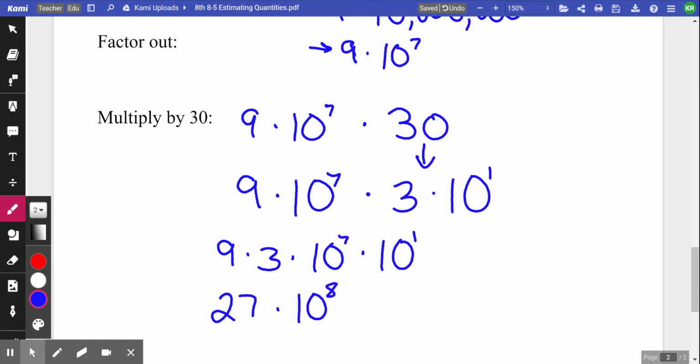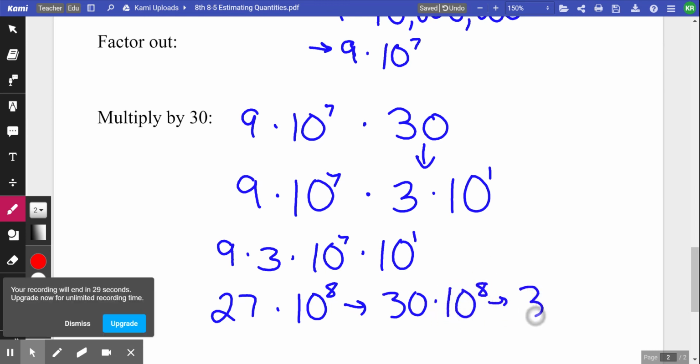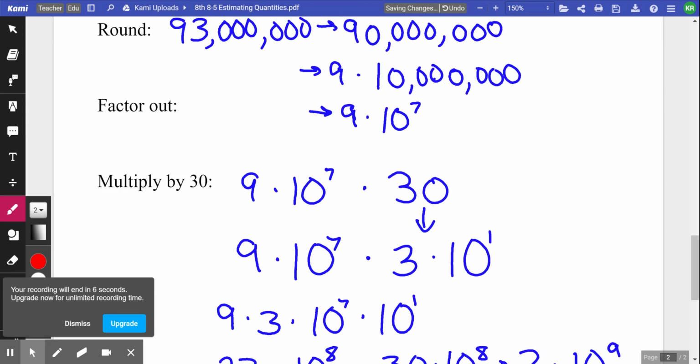Now, I still need to estimate this, so it doesn't really match any of my answers that I have at the top. So I'm going to rewrite this as 30 times 10 to the 8th, which would then become 3 times 10 to the 9th, right? Because 30 times 10 to the 8th, I'm going to move one more place. So that means 3 times 10 to the 9th, because it's going to be 1 power of 10 larger. And if you're not getting that, this is 3 times 10 to the 1st. So I add that 1 extra place to the 8, and I get 3 times 10 to the 9th.